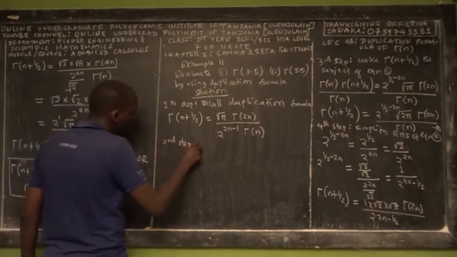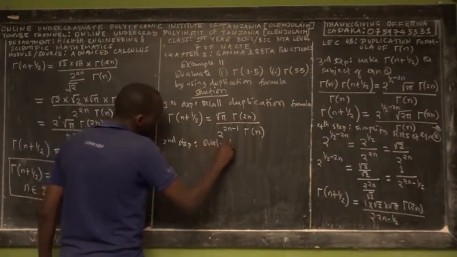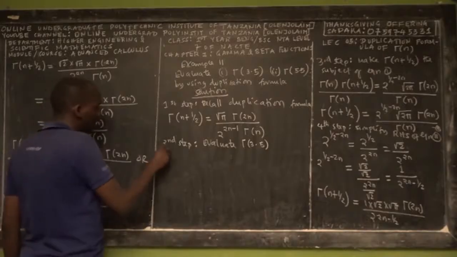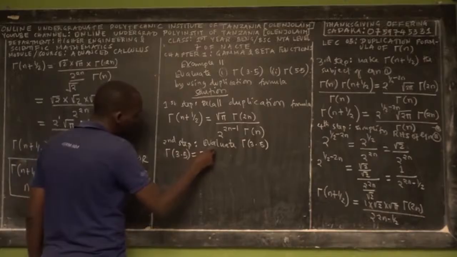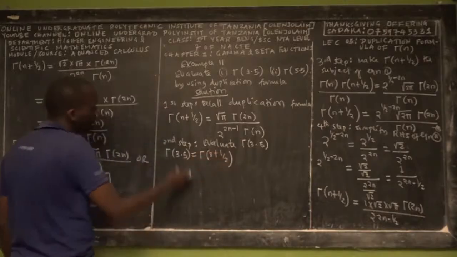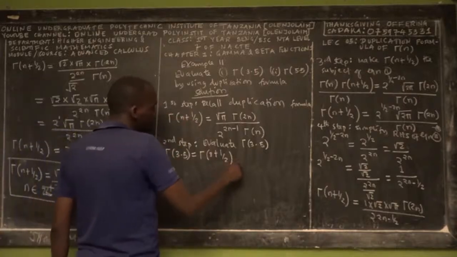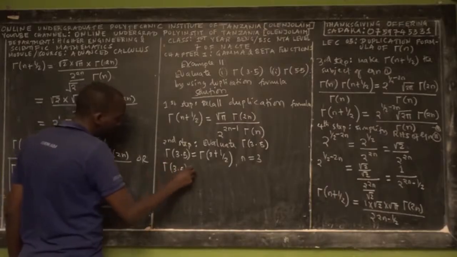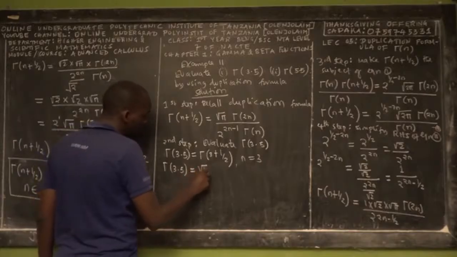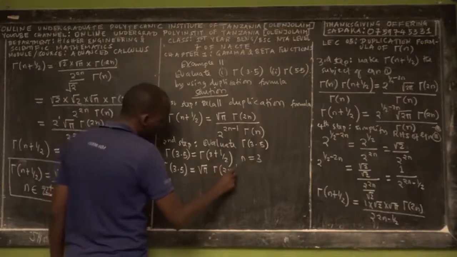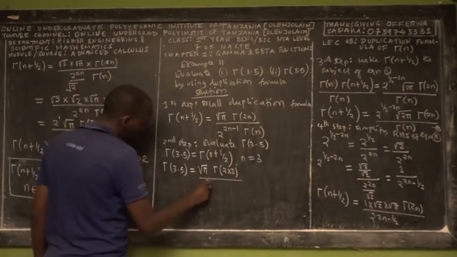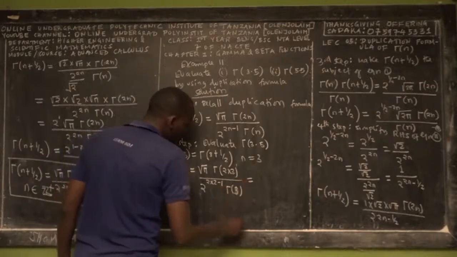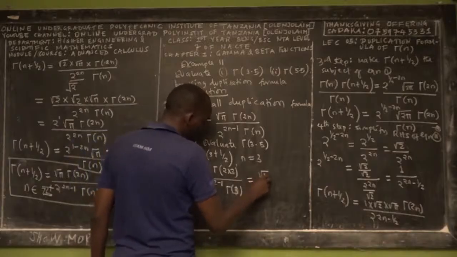So afterward, the second step, we say that evaluate gamma of 3.5. So to evaluate gamma of 3.5, this is equal to gamma of 3 plus a half. So we've already expressed it in this form. So for that case, n is equal to 3. That's what you want. So you say that gamma of 3.5 is equal to what? Under root pi times what? Gamma of 2 times n, which is 3, over 2 power 2 times 3 minus 1, gamma of n, which is 3. So this will make what? This will make under root of pi times what?